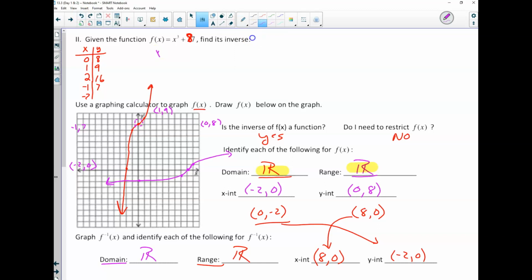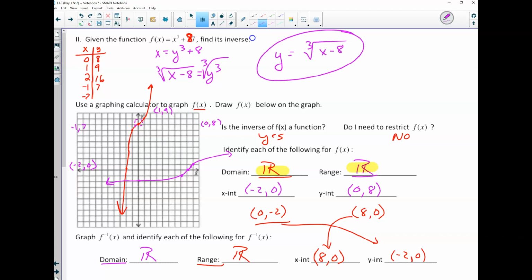So I'm going to have x equals y to the third plus 8, which is really x minus 8 equals y to the third. Now I have to cube root both sides. And I don't need to worry about signs because I can cube root a positive number and a negative number. It just works the way it is. y equals the cube root of x minus 8. So that is the pink graph, and this is the red graph. They are inverse functions of each other.